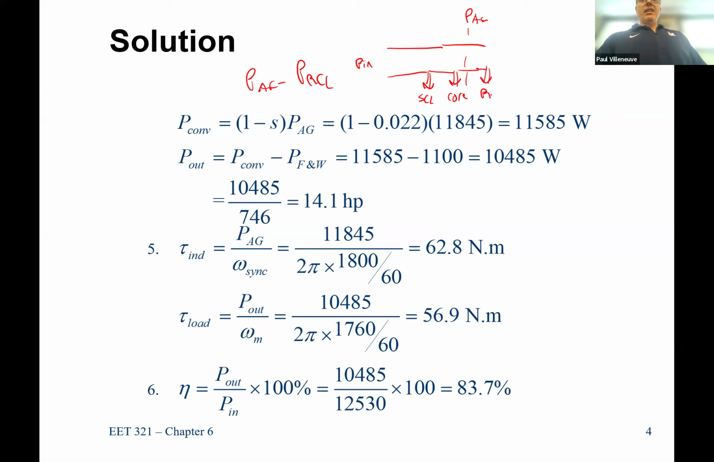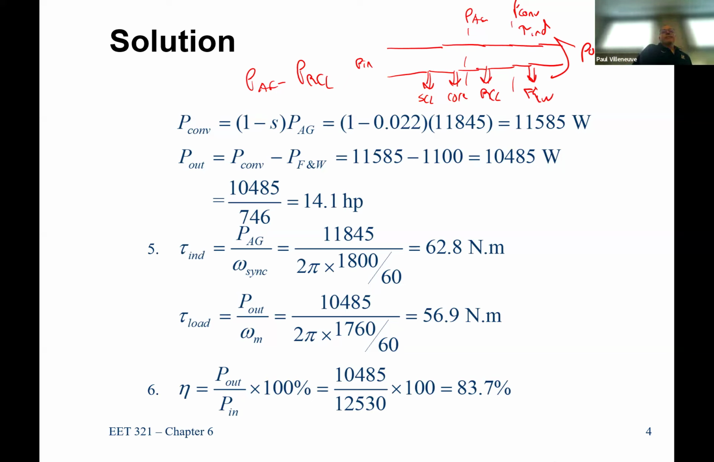Now I drop off any rotor copper losses, and at this point, this is converted power, which I can get from my induced power, because everything at this point has been converted from electrical to mechanical. So now I'm in mechanical land, so I drop off any friction and windage. And then this is P out, which is my load torque times mechanical speed. So you're just dropping off power as you go through the circuit.